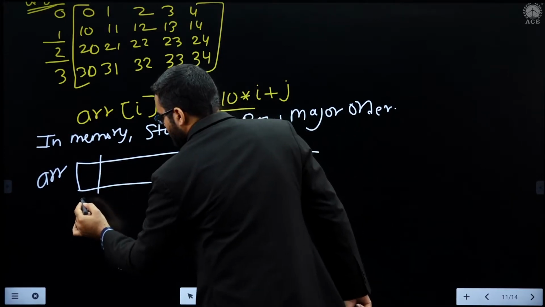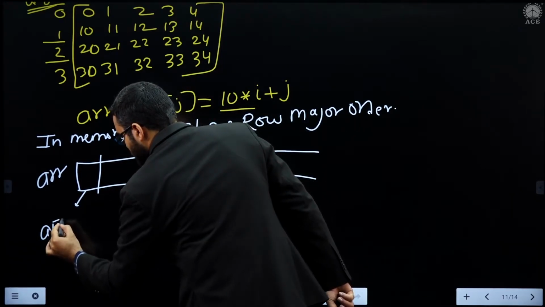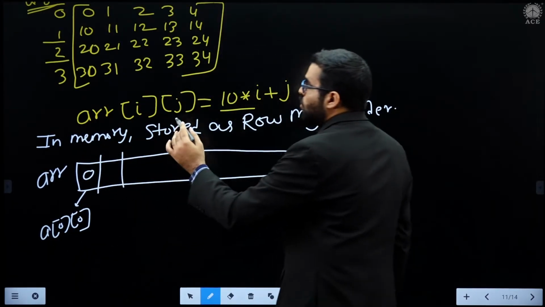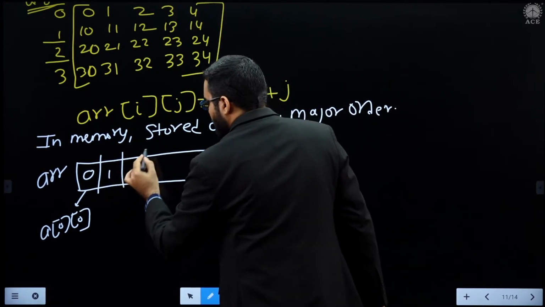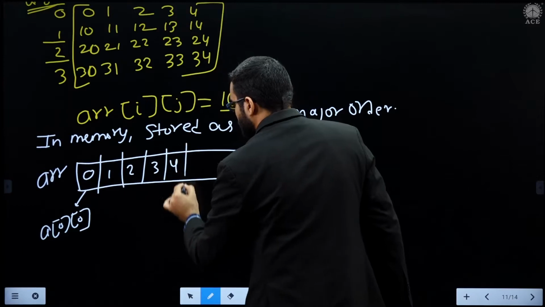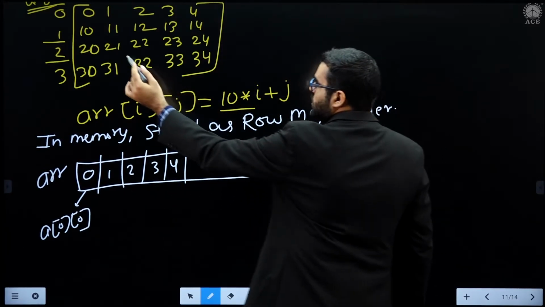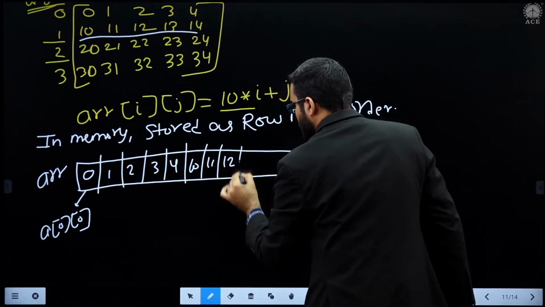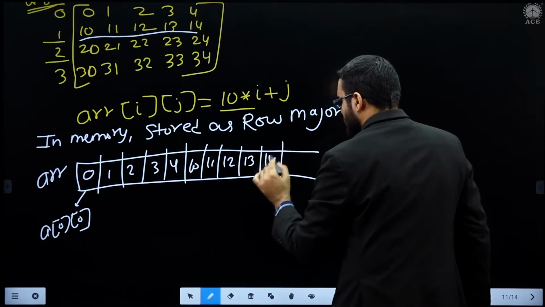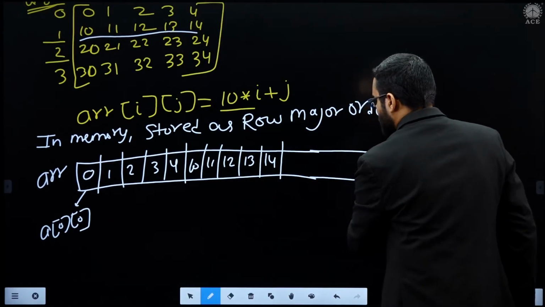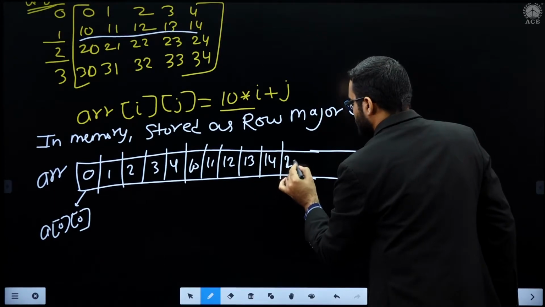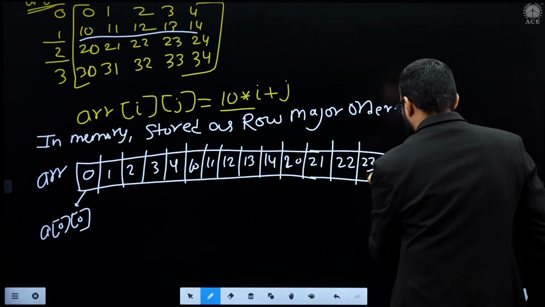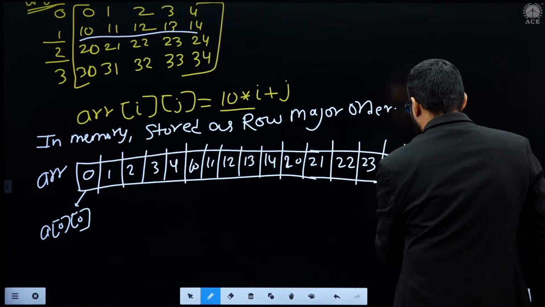So this is your A00, which is 0. Row after row. Fetch the complete row 0, 1, 2, 3, 4. This is the complete row. Now the next row: 10, 11, 12, 13, 14. Again the next row: 20, 21, 22, 23, and so on.